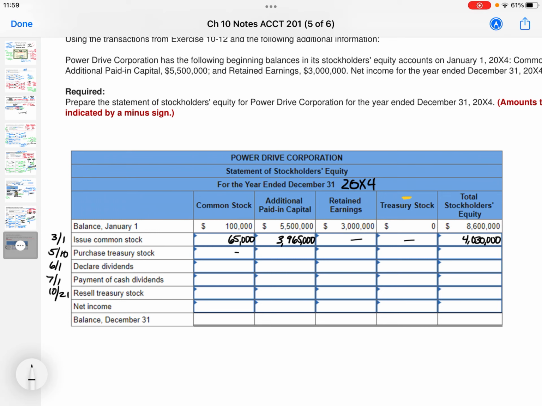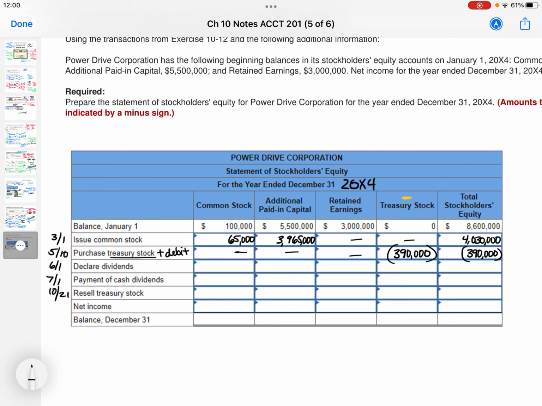Next entry, purchase treasury stock. So we scooch on down to the treasury stock column, and we'll include $390,000 here. And when we purchased the treasury stock, here's what happened. The treasury stock T account went up, but it goes up with a debit, and that overall is negative. So in this statement of equity, we're looking at the equity accounts, which are credit balance accounts. So when treasury stock goes up, it actually is going to be a negative balance here. And then, of course, that's the total, negative $390,000.